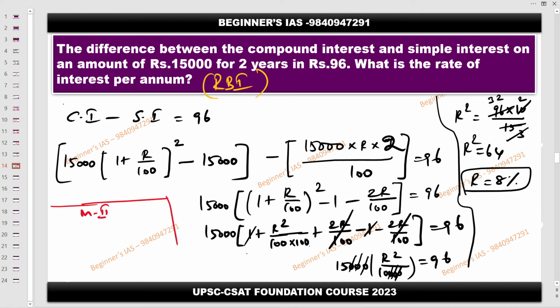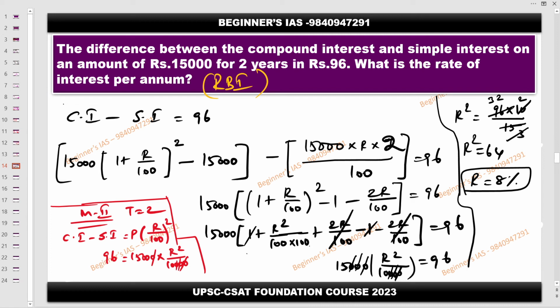This is method 2. Listen carefully. For t equal to 2 years, you can use CI minus SI is equal to P into (R by 100) the whole square. So what is P? 15,000. Therefore R square by this one, then you will get this step. Clear? Yes or no? This also you can use. This is the shortcut one.